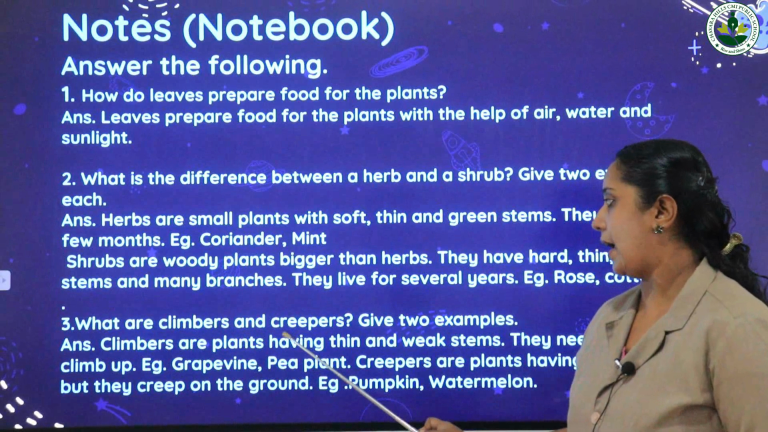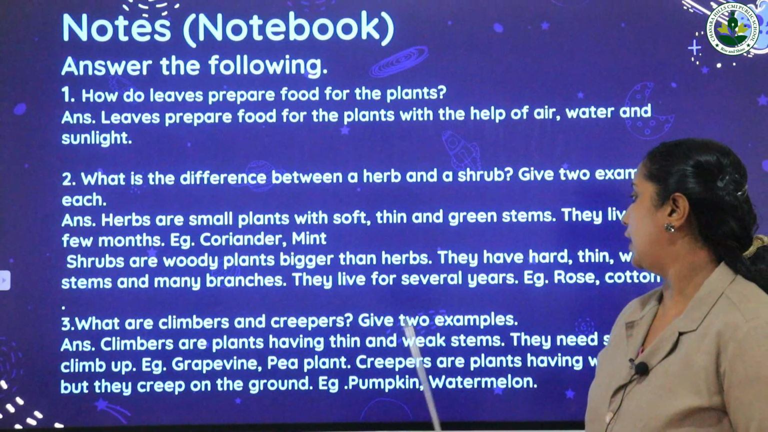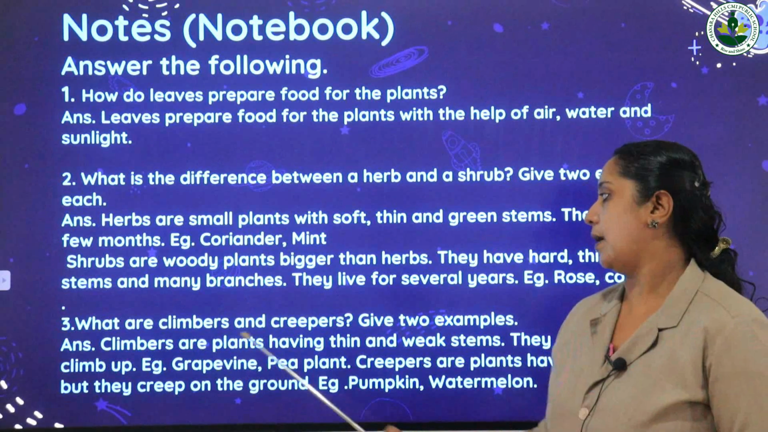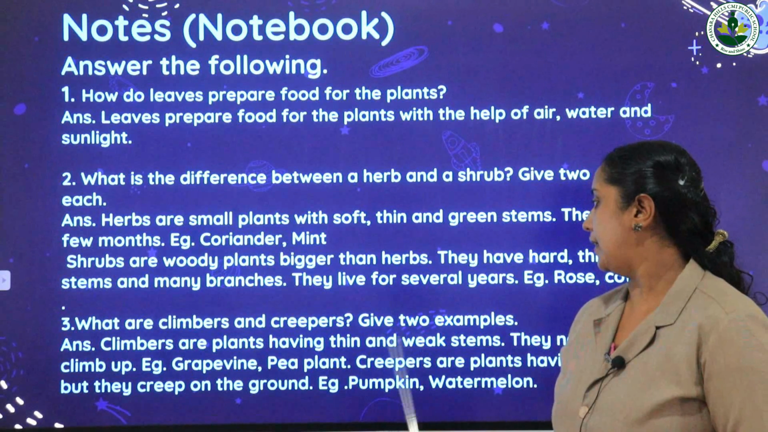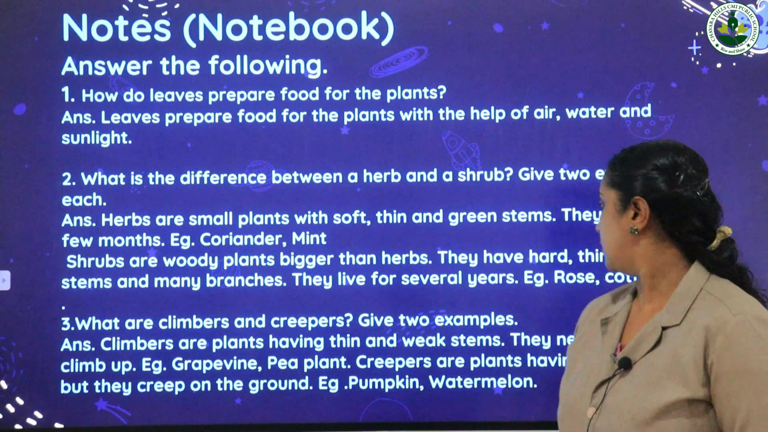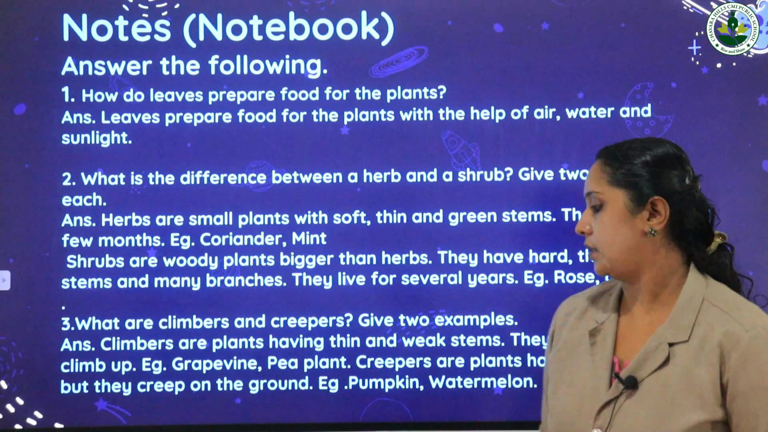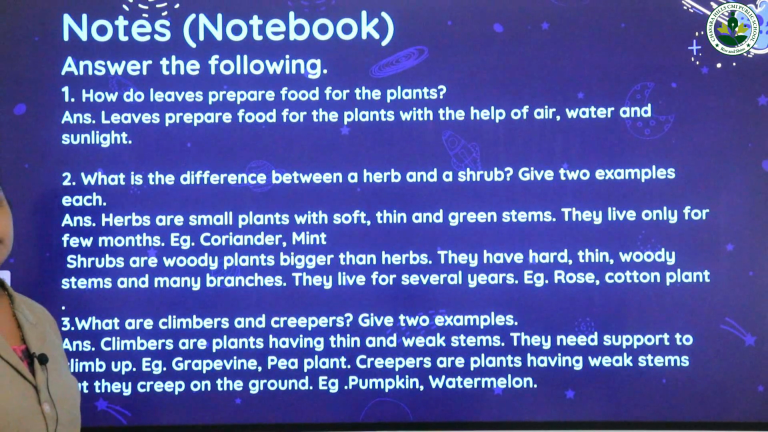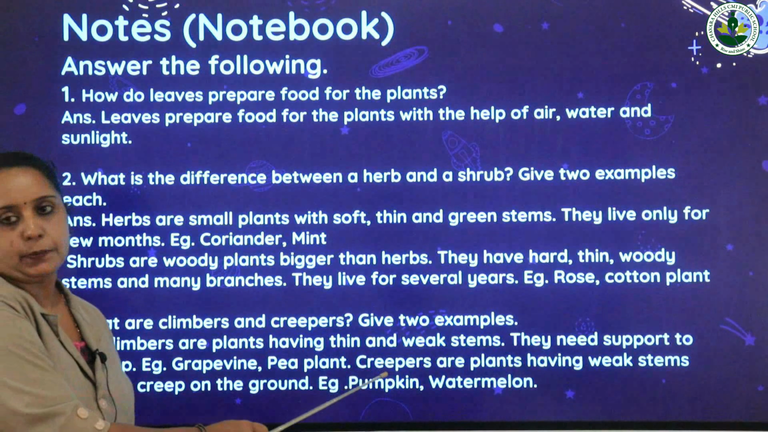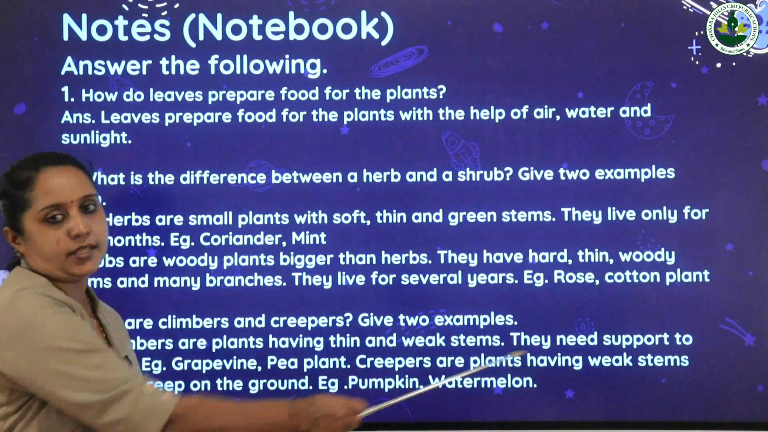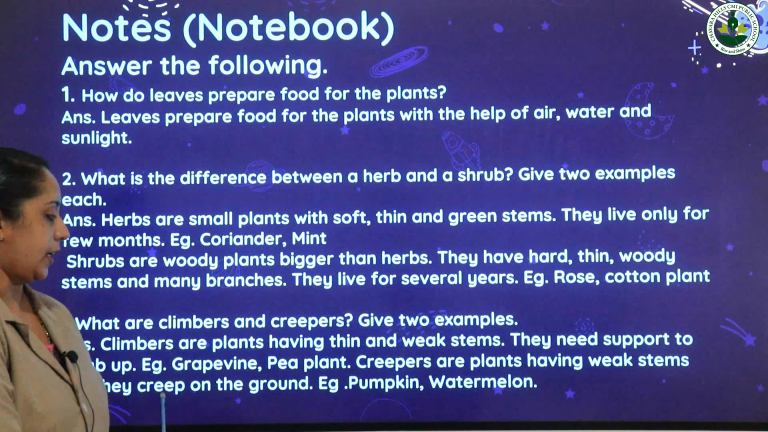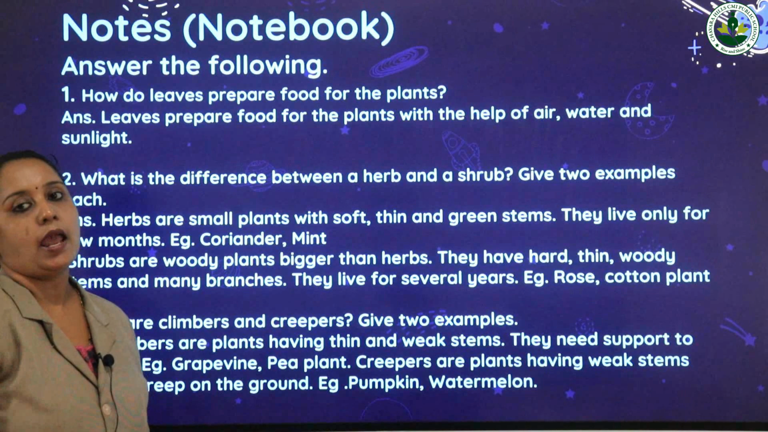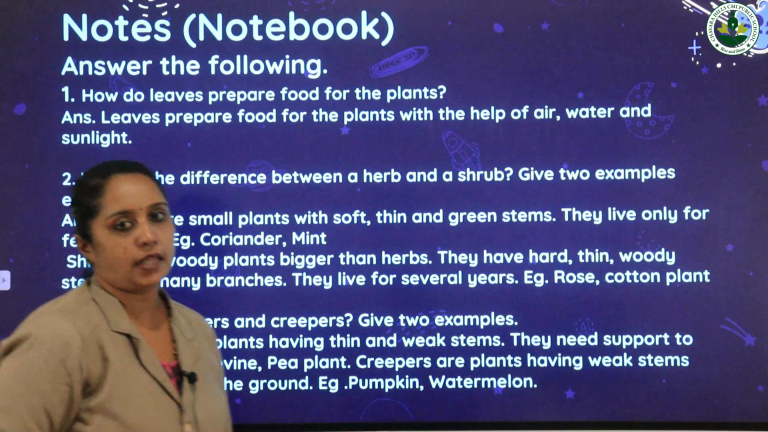Now, the third question. What are climbers and creepers? Give 2 examples. Just recall. Climbers are plants having thin and weak stems. They need support to climb up. Example, grapevine, pea plant. Now what are creepers? Creepers are the plants having weak stems, but they creep on the ground. Example, pumpkin and watermelon. So there are 3 question answers.